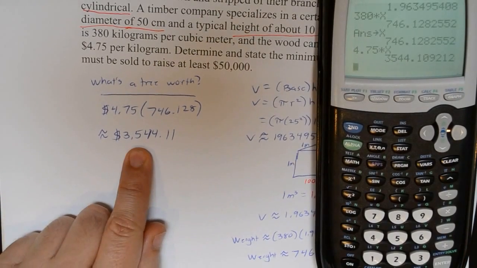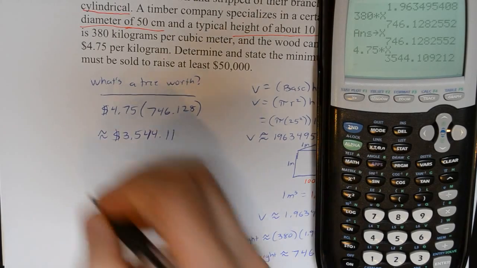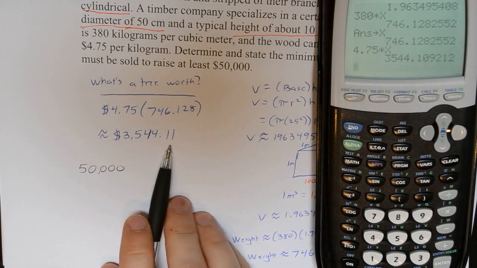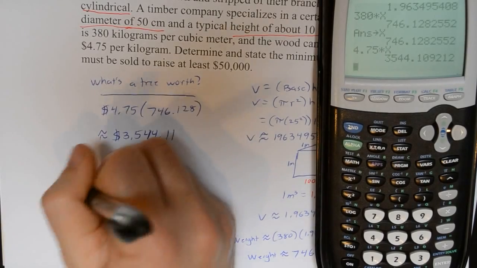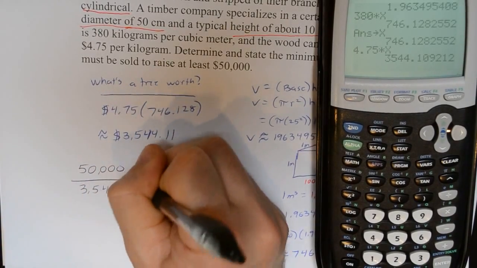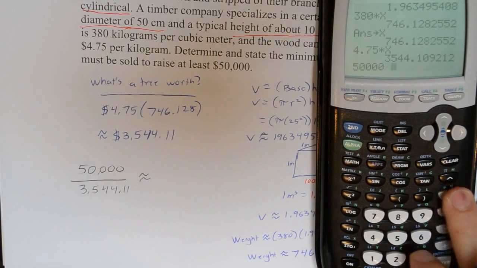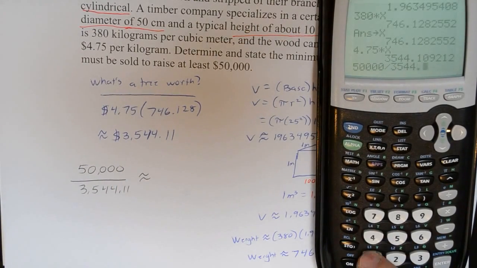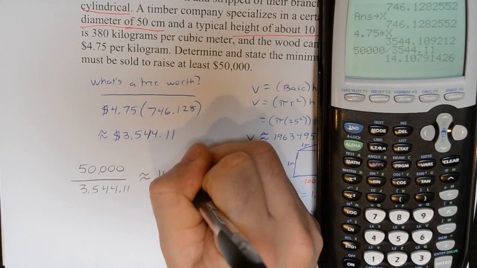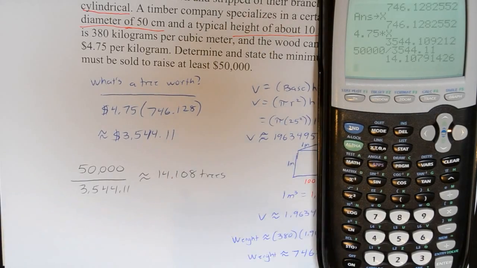Okay. So if that's one tree, we want to raise 50,000. All right, so the end of this is going to be very easy. If we want 50,000, and every time we get one tree, we get that on average, we just need to divide those two numbers. 3,544.11. And what do we get? Well, 50,000 divided by 3,544.11, 14.109. 14.10, let's say 8 trees.